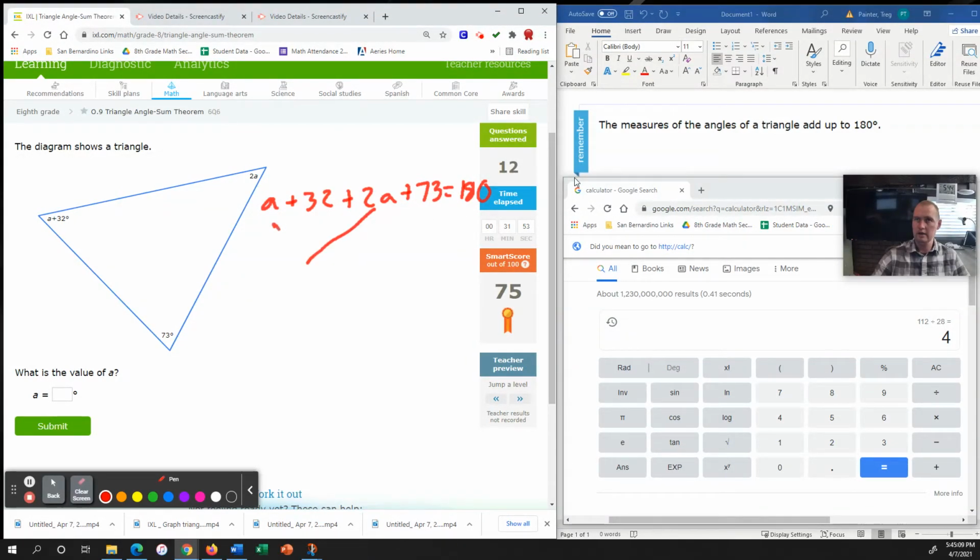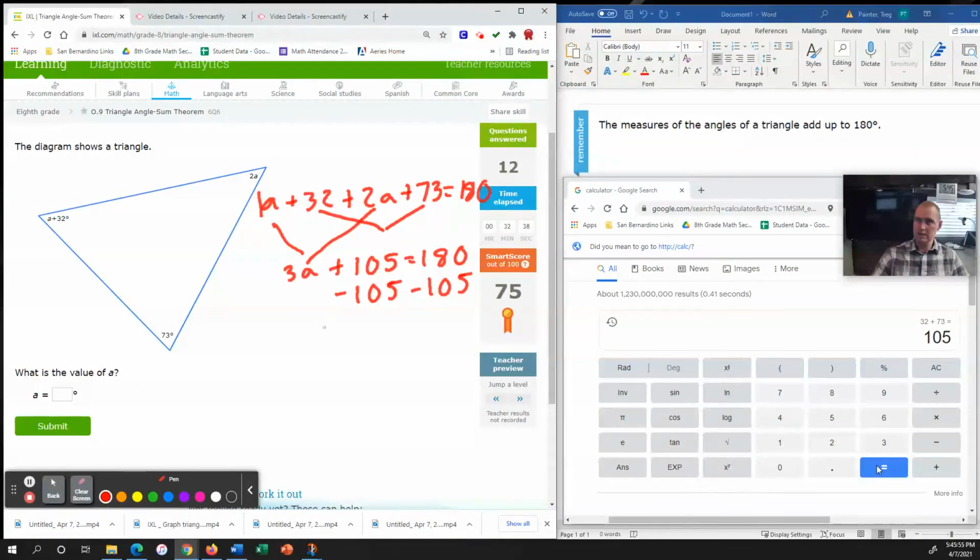All right, let's get the a's together. An a by itself is 1a. So 1a plus 2a's is a 3a. 32 plus 73. 32 plus 73 is equal to 105. So plus 105 equals 180. All right, we're going to isolate the a by itself. We got a 2-step equation left. We're going to minus 105 from both sides. So minus 105 minus 105.